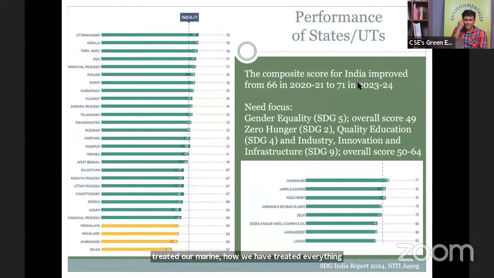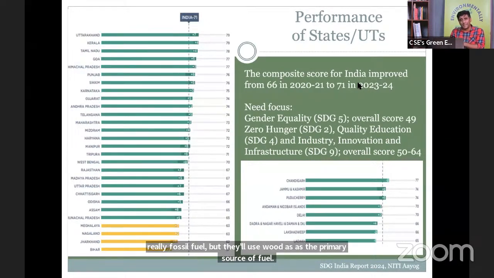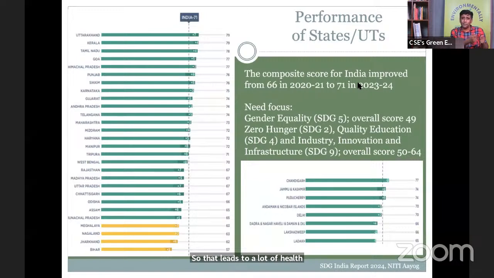Another problem that we face, and that is true for many other developing countries, is that we have got a substantial amount of poor people. They would use, not really fossil fuel, but they'll use wood as the primary source of fuel. So that leads to a lot of health problems. That is also bad for the environment, but they can't afford anything beyond that. So it is basically a juxtaposition of all the SDGs that we are doing wrong right now, and a lot of things that we have done wrong historically for the past 100 years.